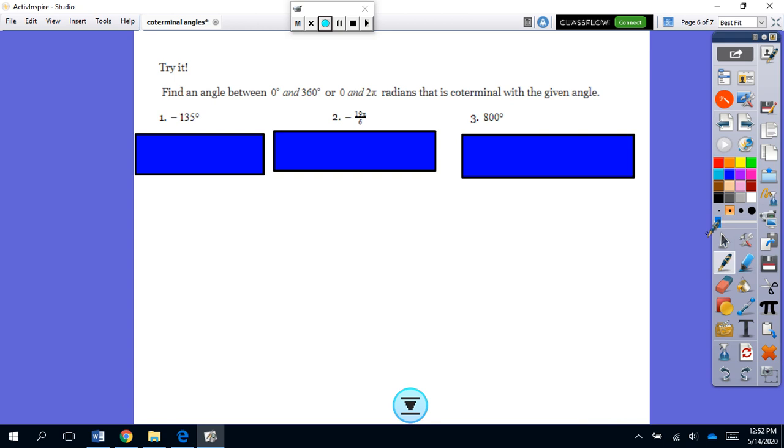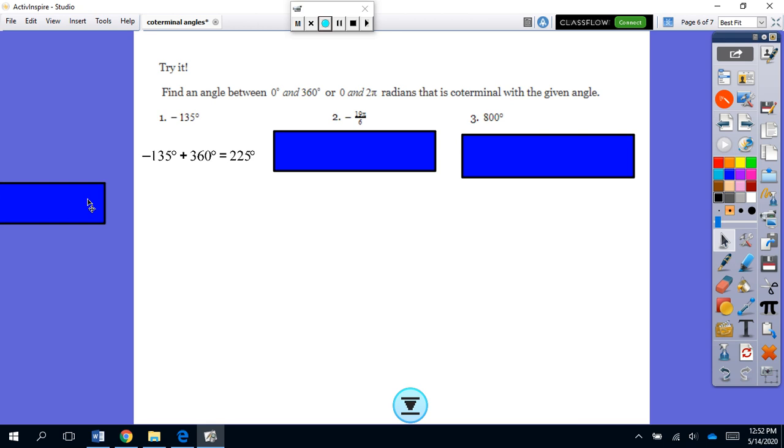All right, the first one, negative 135. Since that's less than 0, I have to add 360, and I get 225 degrees. Negative 19 pi over 6. Well, let's convert 2 pi over 1. We already know that, but it's times 6 over 6 since I have 6 in the denominator of my given angle. So it's 12 pi over 6.